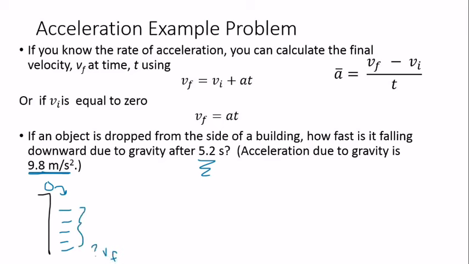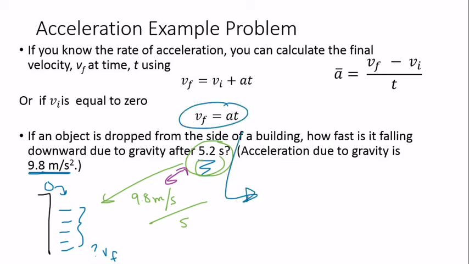V sub f, what's the final velocity? And just eyeballing it, does this make sense? You know how sometimes they say, just look at a problem and see if that makes sense? If it's going to pick up speed, 9.8 meters per second for every second it falls, and it's going to fall for 5.2 seconds, doesn't it seem like I'm going to multiply these two numbers? Does that make sense?